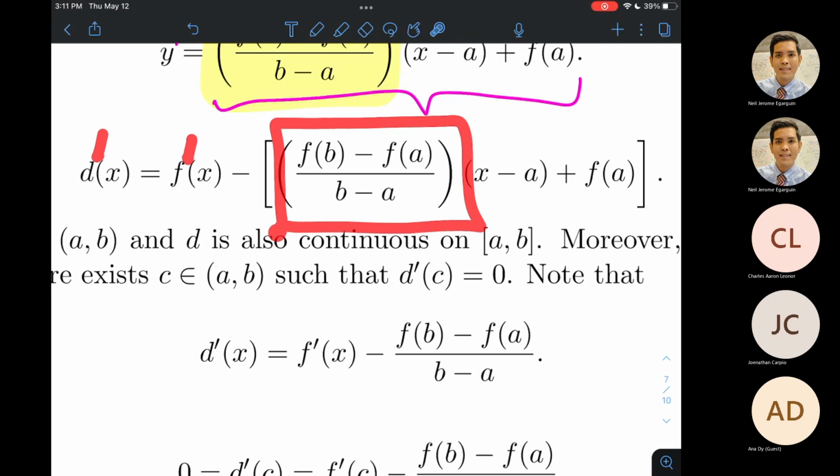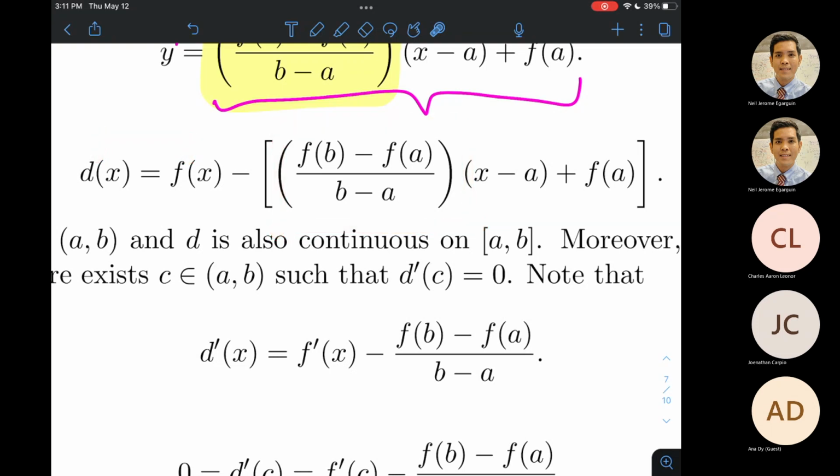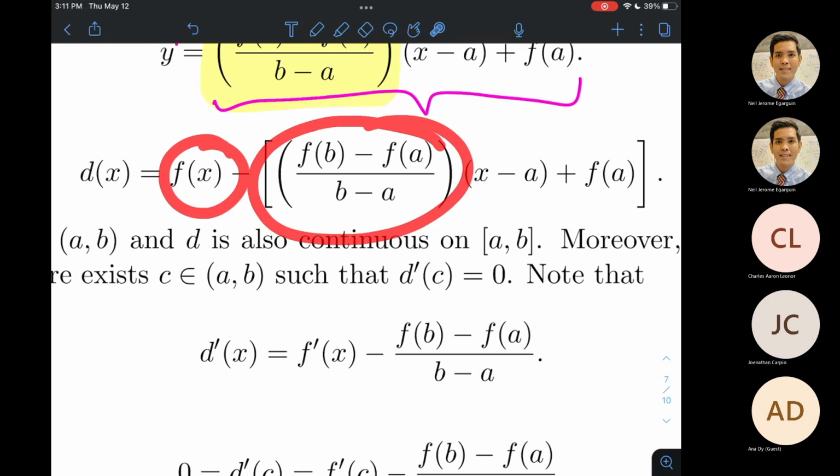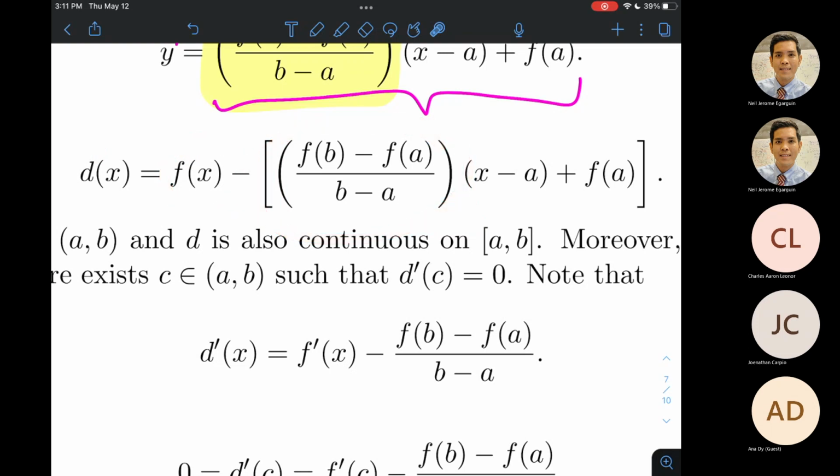Okay, dapat mag-0 si d prime, kasi pag nag-0 si d prime, ibig sabihin sa isang number, nagiging 0 itong f prime minus this guy. So that means f prime is equal to the mean value. So nabago na yung goal natin. Ang gagawin ko na lang, ipakita ko na si d prime ay nagiging equal kay 0.